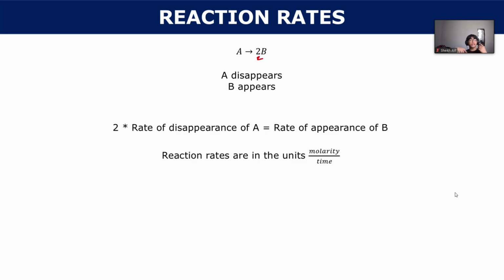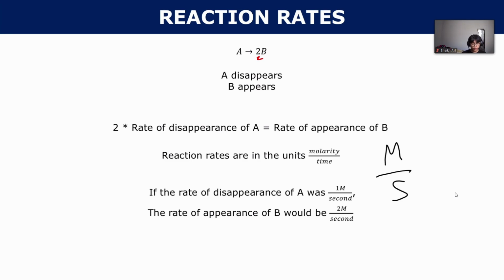An important thing about reaction rates is their unit. Reaction rates are always going to be in the unit molarity over time, and usually it's going to be molarity over seconds. That's what's used generally, but you might see it in hours, you might see it in days, based on the reaction. But do know that it's a molarity over time. So for example, if your rate of disappearance of A was 1 molar per second, your rate of appearance of B would be 2 molar per second. Again, you can see how these are based on the stoichiometric ratios that we see in the chemical equation.